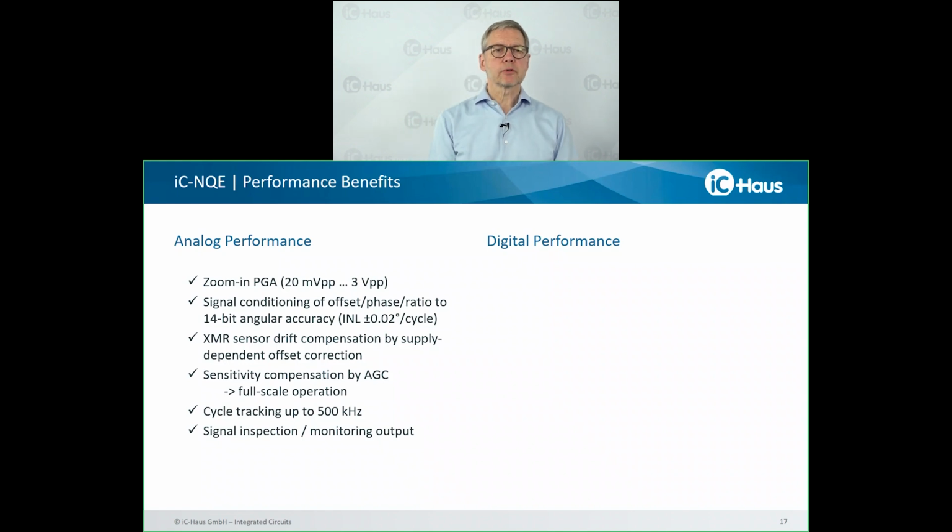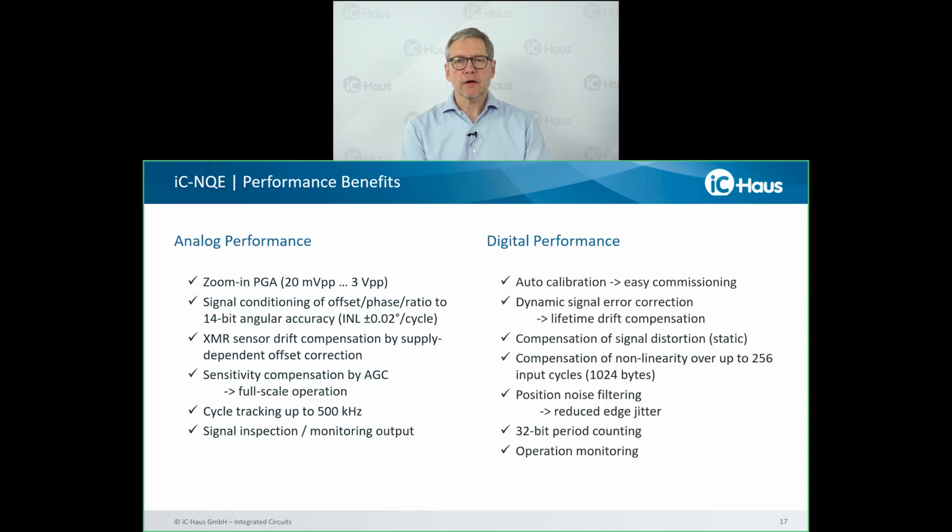Besides, we improve the cycle tracking, now allowing high-frequency inputs up to 500 kHz, so you don't lose the tracking. And the analog output can be used for signal inspection and monitoring purposes. On the digital side, we have the full auto-calibration for easy commissioning. You can enable dynamic signal error correction, which allows a lifetime drift compensation.